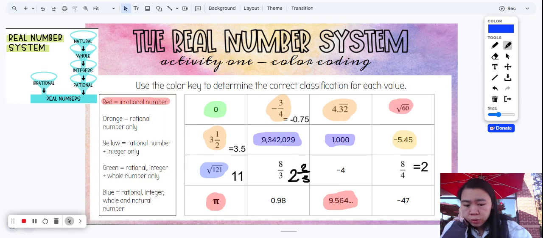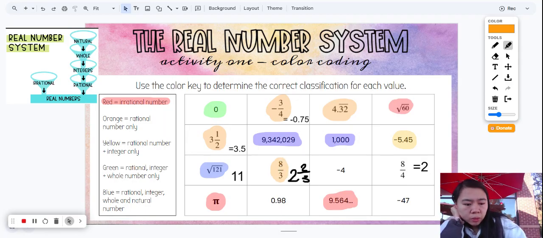8/3 equals 2 2/3, which is a mixed number. That could be rewritten as a decimal, 2.66666. So is it rational or irrational? It's rational because it does not end. Sorry, it has a pattern. It's not totally random.